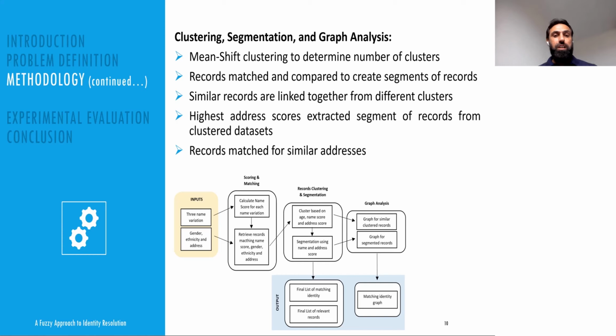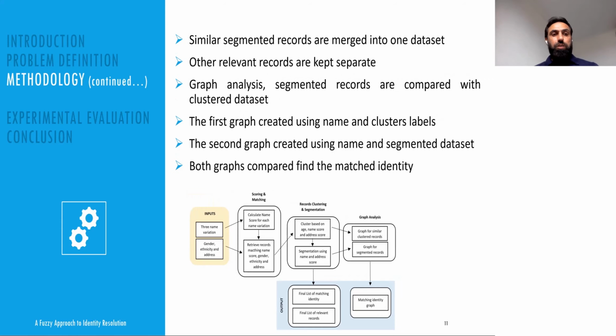And then the highest address scores were extracted from the segments of the record from the dataset that was obtained from the clustered dataset. So after retrieving the similar records, they were merged into one dataset, while the records which were not matching the address or name were kept in a completely separate dataset.